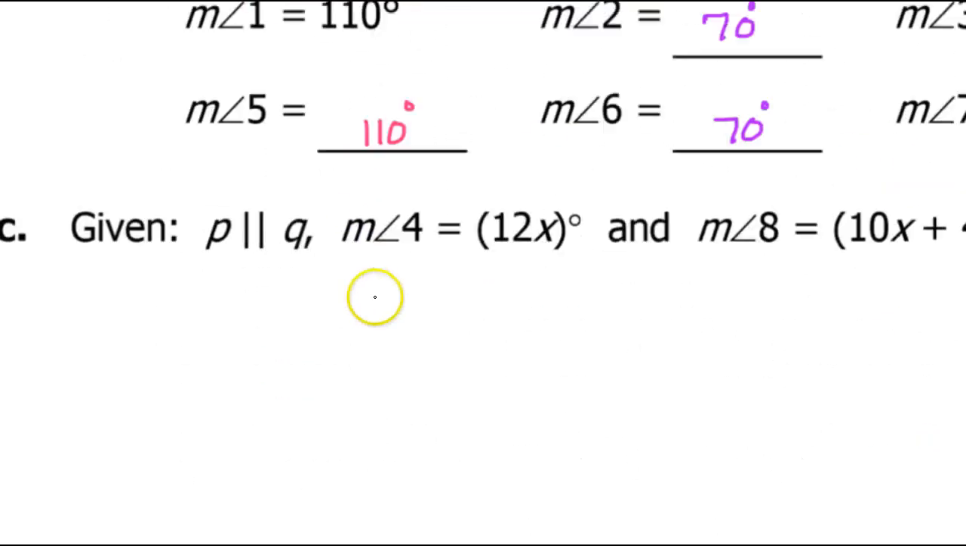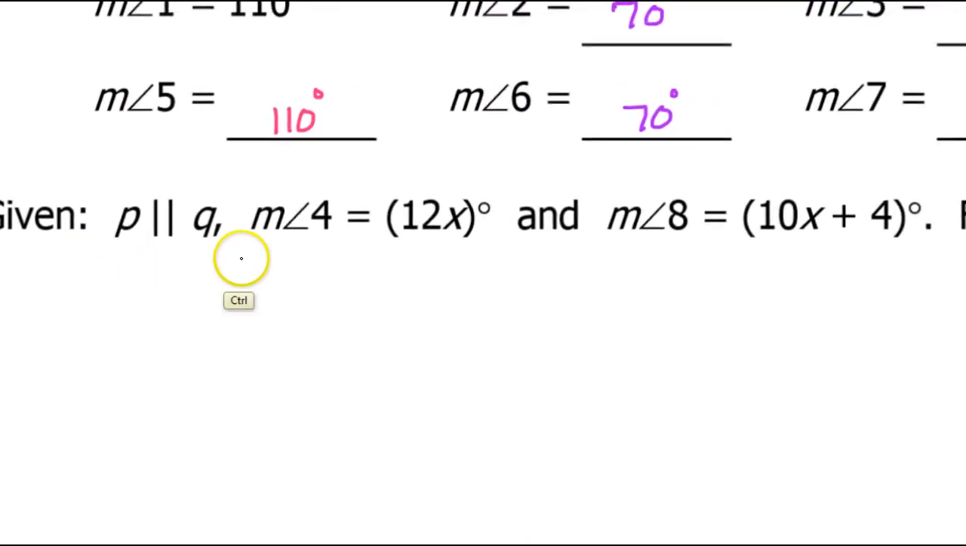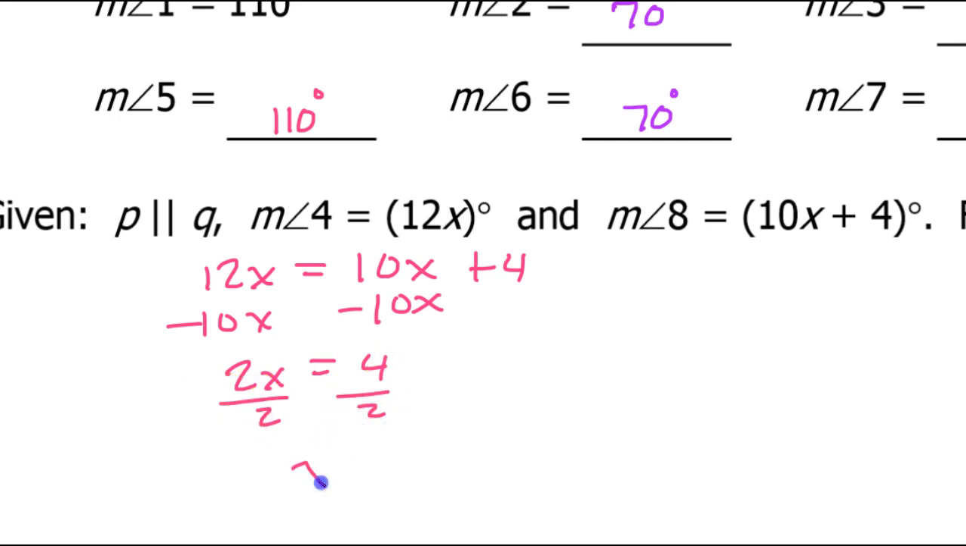So that's why I can take these two expressions and set them equal to each other. So I know that 12x should equal 10x plus 4. So I should be able to use this to solve for x. For example, I can subtract 10x from both sides to get these together. That's going to leave 2x is equal to 4, and then I divide by 2, and I come up with x is equal to 2.